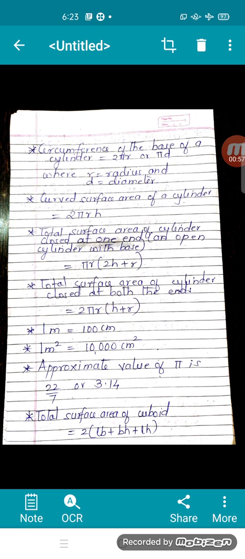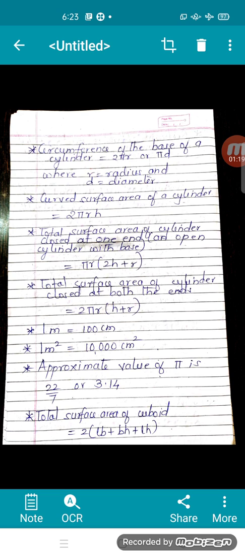Area of the base of a cylinder will be pi r square, where r is radius. Circumference of the base of a cylinder will be 2 pi r or pi d. Curved surface area of a cylinder will be 2 pi rh. Please learn the formulas by heart. The value of pi is taken as 22/7 or 3.14.